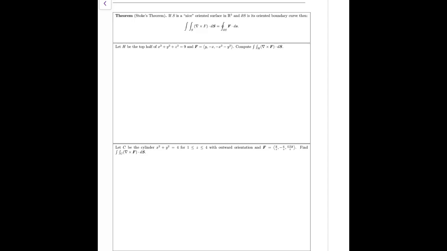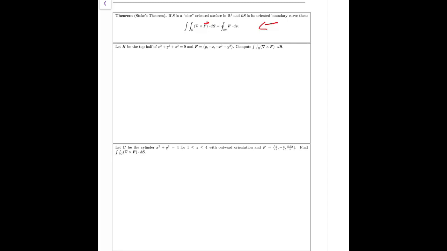So if S is a nice oriented surface in R3, and ∂S is its oriented boundary curve, then we have this relation. Okay, so let's look at this. We have an integral on the left-hand side. It's a double integral of a derivative. So this is the curl of a vector field. It's not in bold, but it should be. So let me just put an arrow over it, I guess.